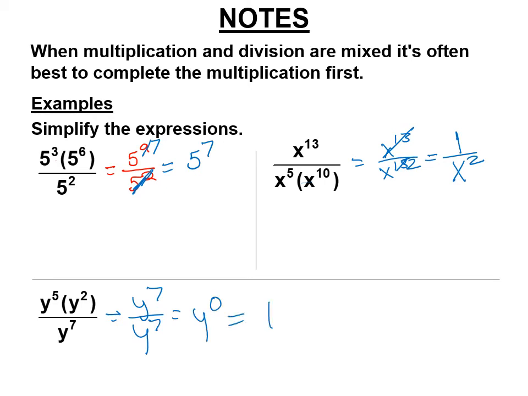Okay. Now look at this one. We also could have written that as x to the negative 2nd, right? Because negative exponents make reciprocals. 13 minus 15 is negative 2.